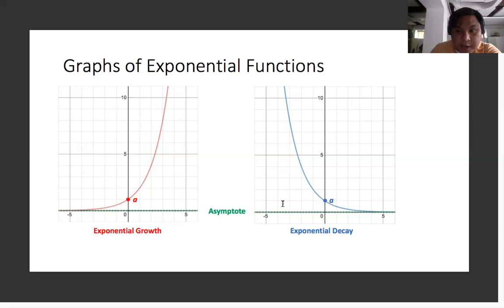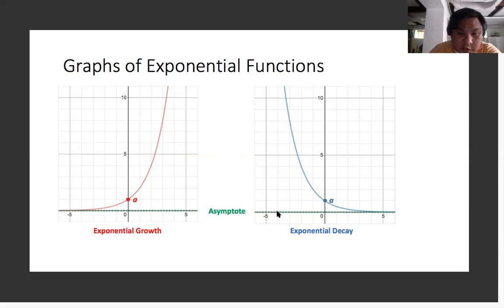This type of behavior, wherein there is a line which guides a particular end of a graph, is referred to as an asymptote. In this particular case, for an ordinary exponential growth and exponential decay function, the asymptote is at y equal to 0.